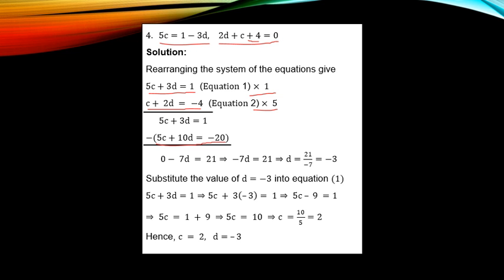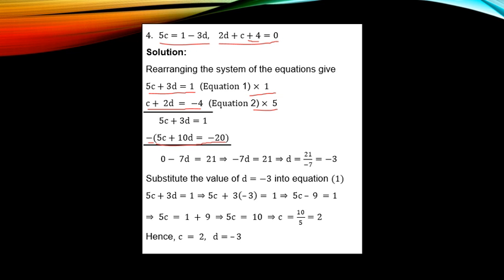Okay. Next thing, to determine whether to add or subtract. The coefficients of c in both equations, 5c and 5c, are positive. So to eliminate c, you need to subtract equation 2 from equation 1. This minus sign here is to open the bracket so that you have minus 5c minus 10d, then plus 20.